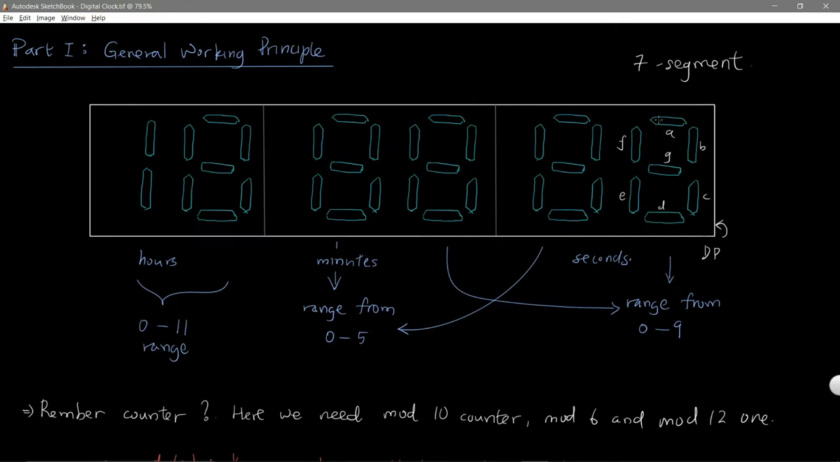So we want this to be in seconds, 00 to 59, minutes and hours, hours from 0 to 12, I mean 0 to 11. So you want 0 to 9 in these two places, right? And you want 0 to 5 in these two places. So you need a mod 10 counter for these places and a mod 6 counter for this. And to show the hours, you need a mod 12.